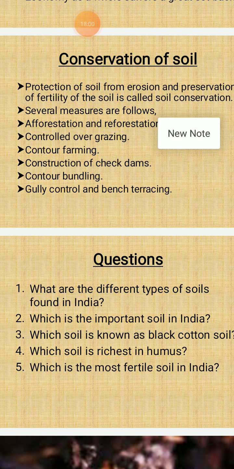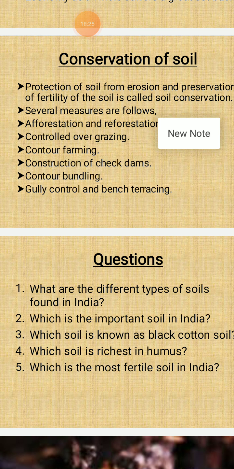They will ask you one more question. What is soil conservation? I'll repeat. Protection of soil from erosion and preserving of soil fertility is called soil conservation. Second, several measures are as follows. Which are the measures?